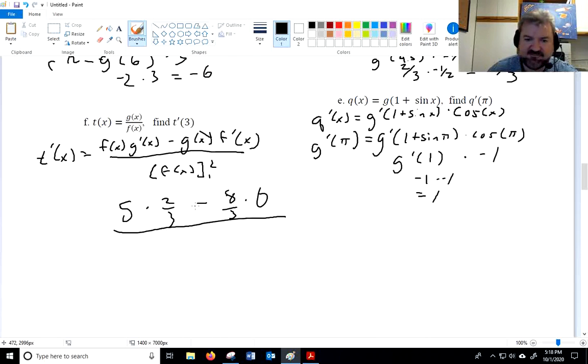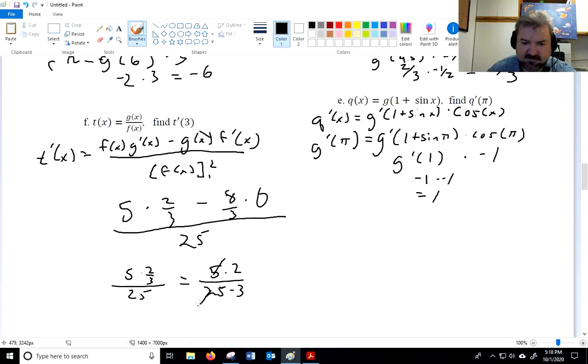All over f of 3. What did we say f of 3 was? 5 squared is 25. So this is whatever this monstrosity is, 5 times 2/3 all over 25. If you're wondering how to do that, that over 3 can come down here. That can reduce. So it's 2/15. All right, well, that's it.